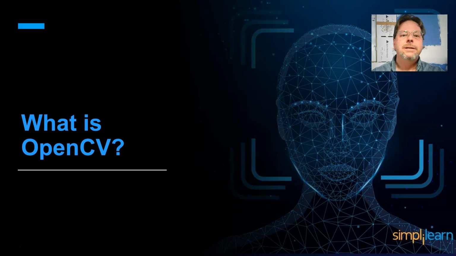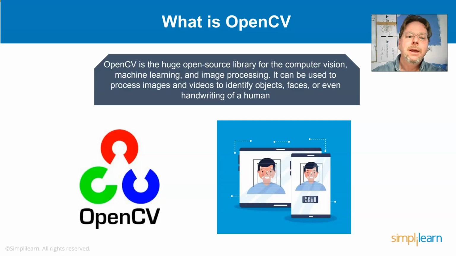So what is OpenCV? OpenCV is a huge open source library for computer vision, machine learning, and image processing. It can be used to process images and videos, to identify objects, faces, or even the handwriting of a human. One of the cool things is that the OpenCV project is outside of Python, but it has a high integration with Python. So you can use it in other programming languages; you're not set to just Python with it. And it has a huge community behind it, which is really nice. That's what makes the OpenCV project so great.